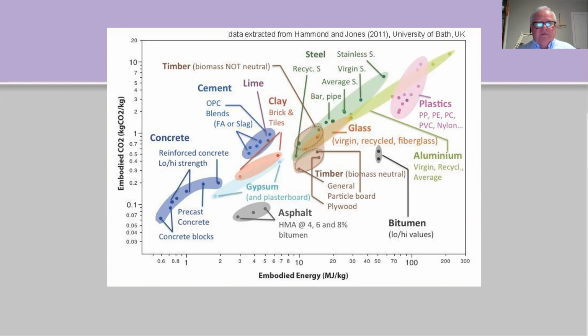This graph from the University of Bath shows the embodied CO2 on the vertical axis and embodied energy on the x-axis, and shows that concrete is at the lowest end of both scales. These are log scales. See, cement's up higher, but cement's just a component within the concrete. You see that other materials such as glass and plastics and steel are way up the scale.